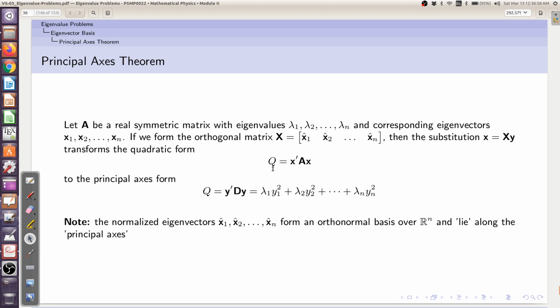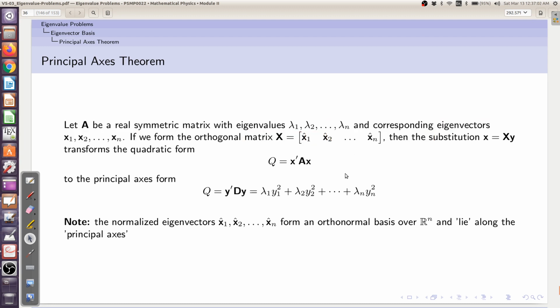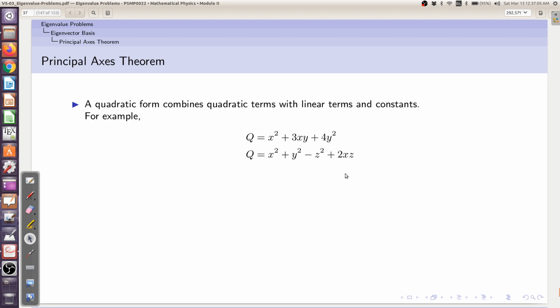These x1 cap, x2 cap are basically the normalized eigenvectors. A quadratic form combines quadratic terms with linear terms and constants. So what will happen if I set these quadratic terms equal to some value, let's say 1 or 5? What will that give me? It will give me a curve in the xy plane.